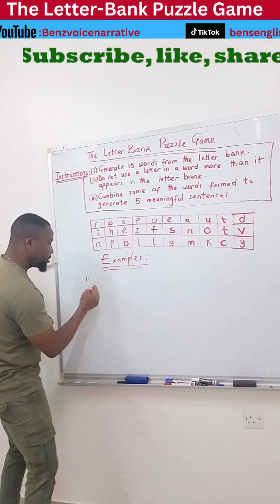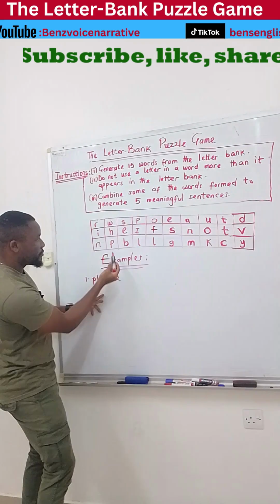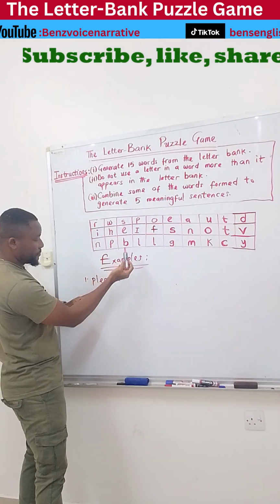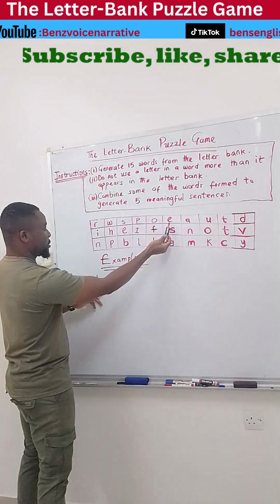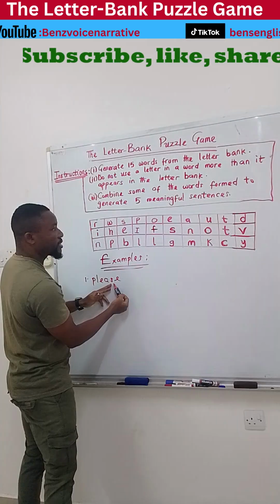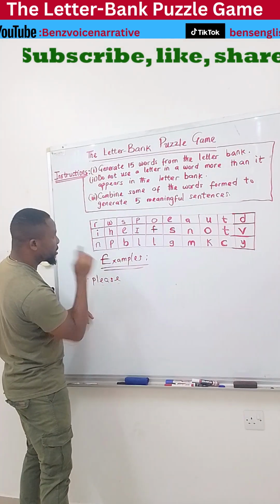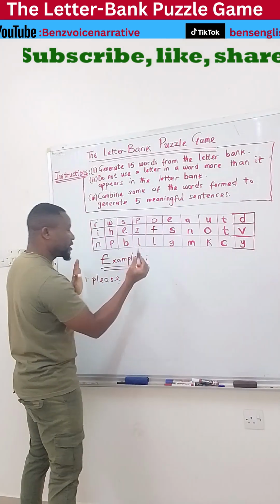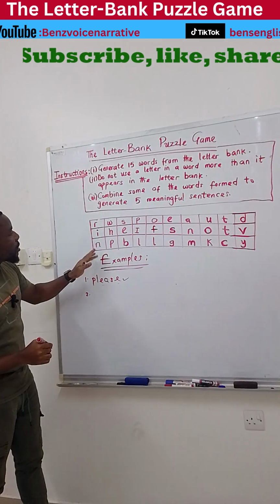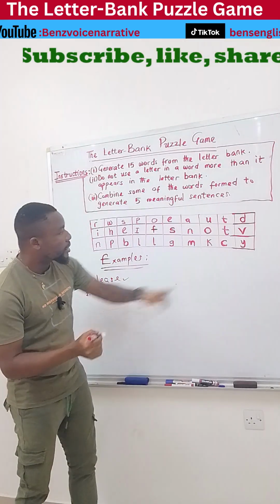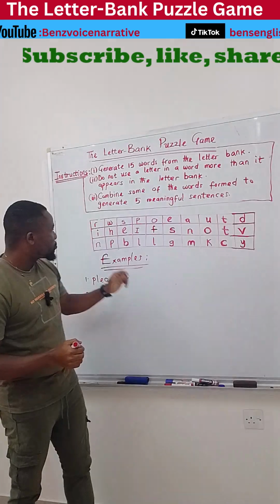Correct, okay. Please is the word in front of me here. Remember, this is P, this is L, this is E, this is A, this is S, and this is another E. We have two E's. This is 1, this is 2. Okay, this is correct. Number 2. Do we have C? Okay, this is a C. Do we have A? Do we have N?